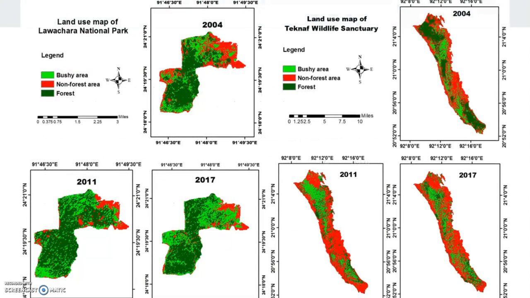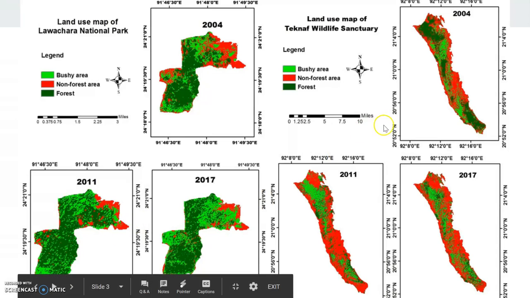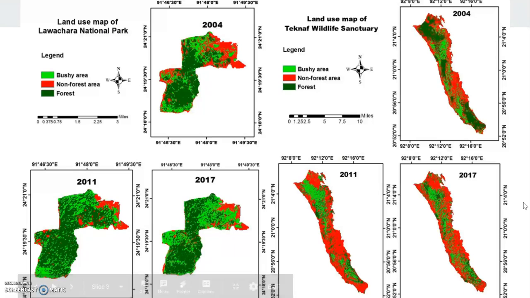Here you can see some of the maps that were generated. They're the two protected areas. And the one thing that you notice, especially in the second set of maps, is that there is a lot more red in 2011 and 2017 than there was in 2004. That does show that there's a lot more non-forest area. So it's a very good graphic to show you that change.